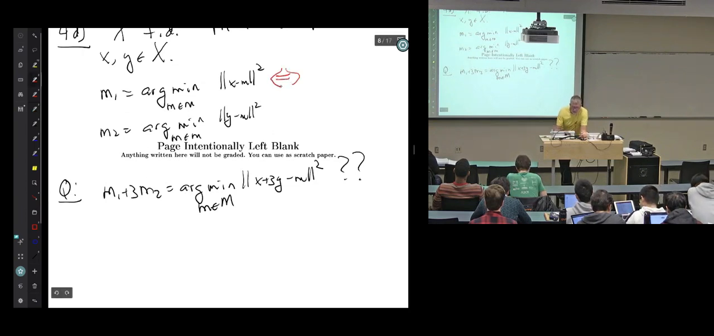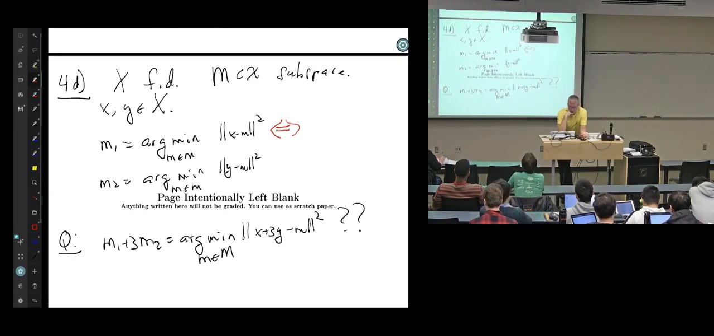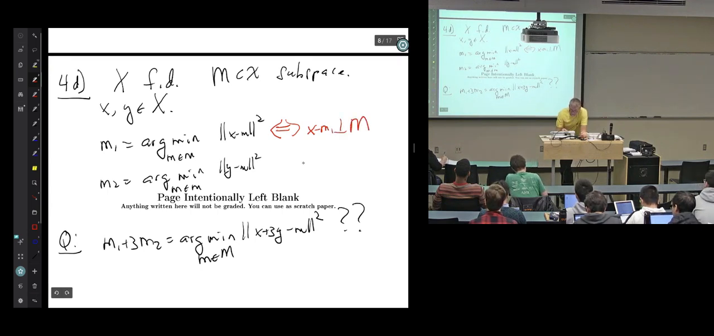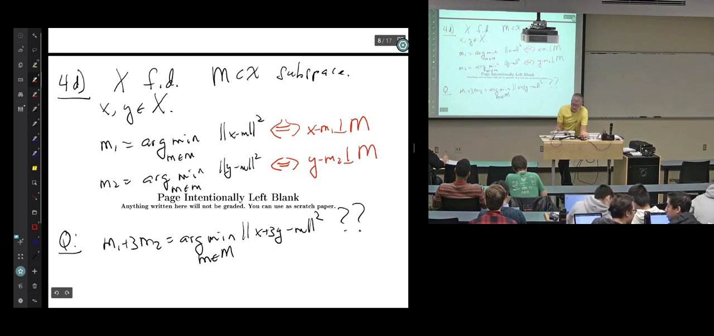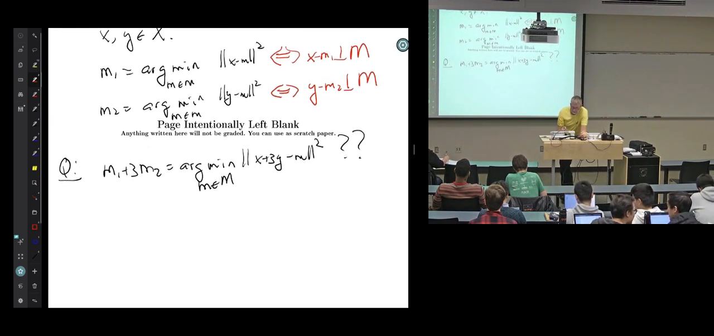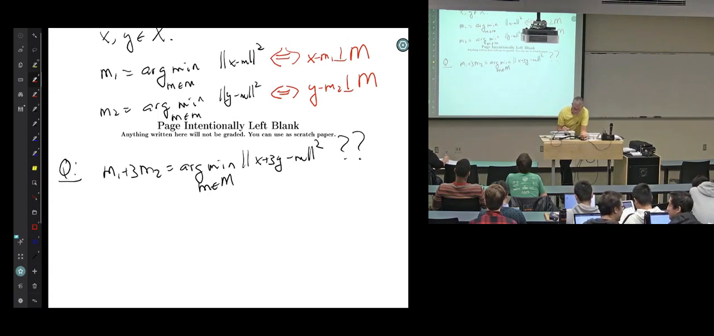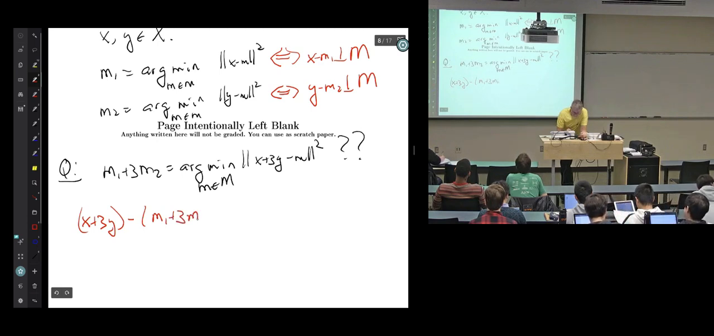What is the characterization of something being arg min in an inner product space? X minus M1 is orthogonal to M. This is if and only if Y minus M2 is orthogonal to M. Now let me write it this other way: X plus 3Y minus M1 plus 3M2, is that orthogonal to M?